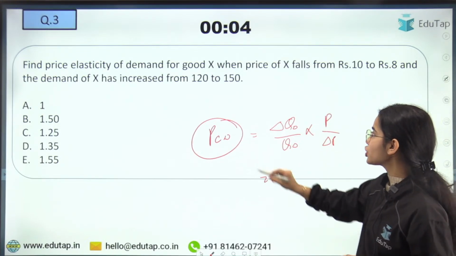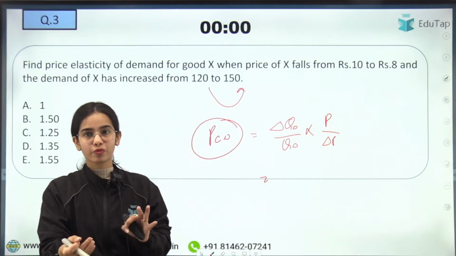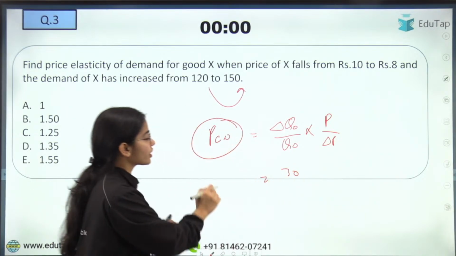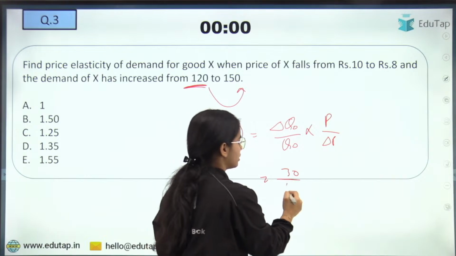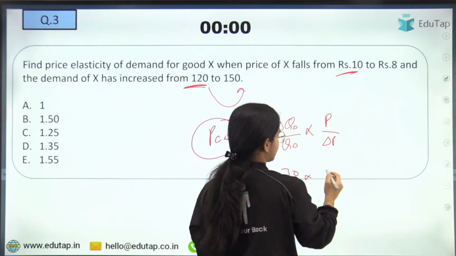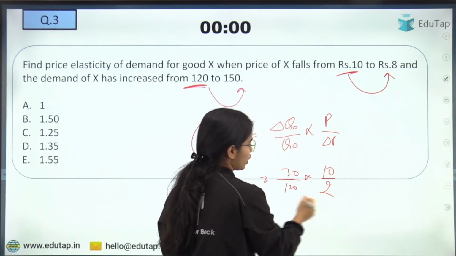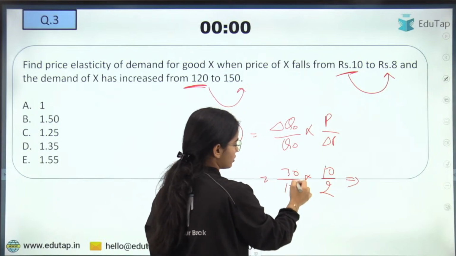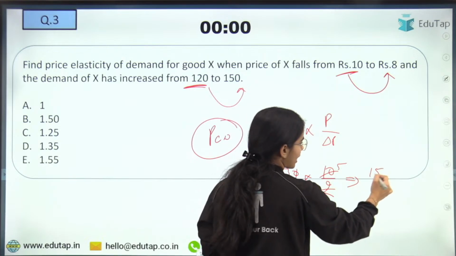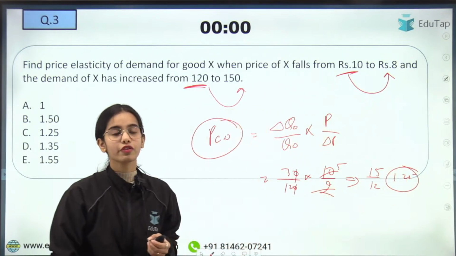So what is the change in quantity demanded? The quantity demanded has increased from 120 to 150, so the change that has happened is 30. The original quantity demanded was 120. The original price is 10, and the change in price is 2. So now you can easily calculate this. That is 15 by 12, that is 1.25. This is the price elasticity of demand.